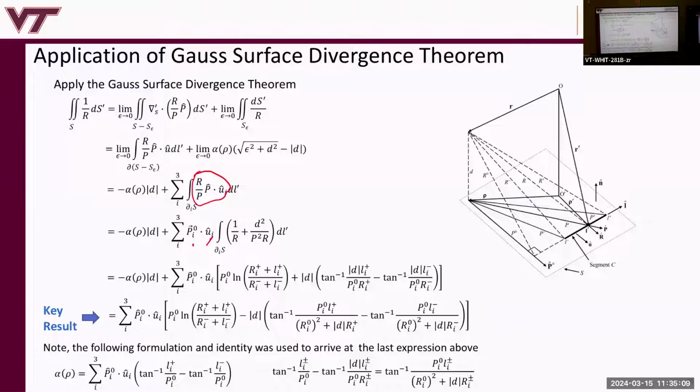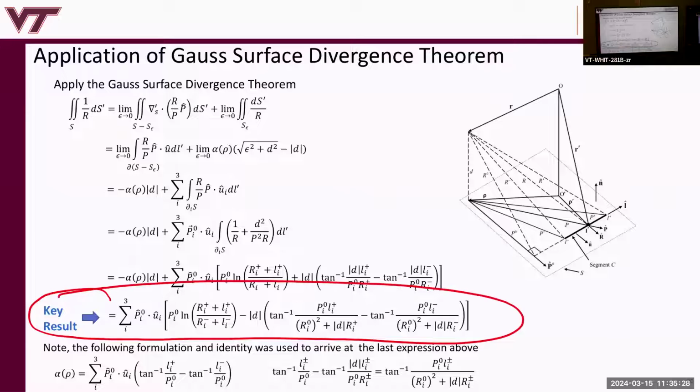We know what p hat is, sort of this vector. And we integrate 1 over r d squared over p squared r, where d is this distance d, and so forth, right? So substitute all of that in, and someone has integrated this in that paper, and you get the following key result here.